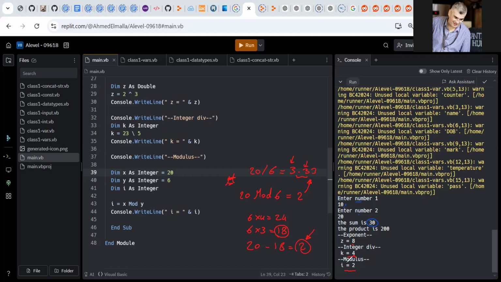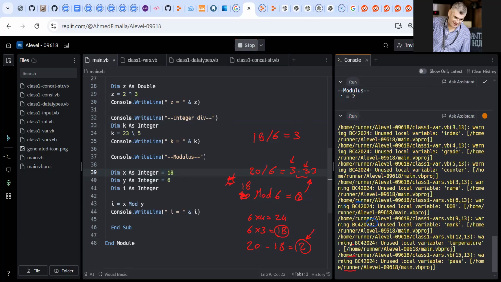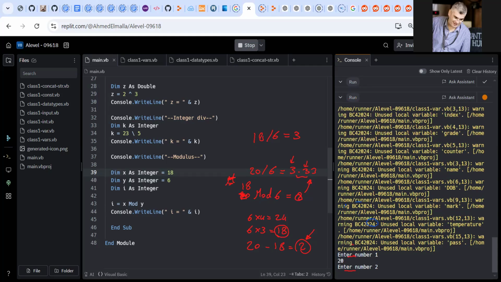So what if you put 18 modulus 6 in this case? If we put 18 instead of 20, modulus 6, the remainder will be 0, because 18 can be divided by 6 and it doesn't have any remainder, so it gives us just 3 without any decimal point. We can even try that here. If I change this to make it 18, I enter the first number, I enter the second number.